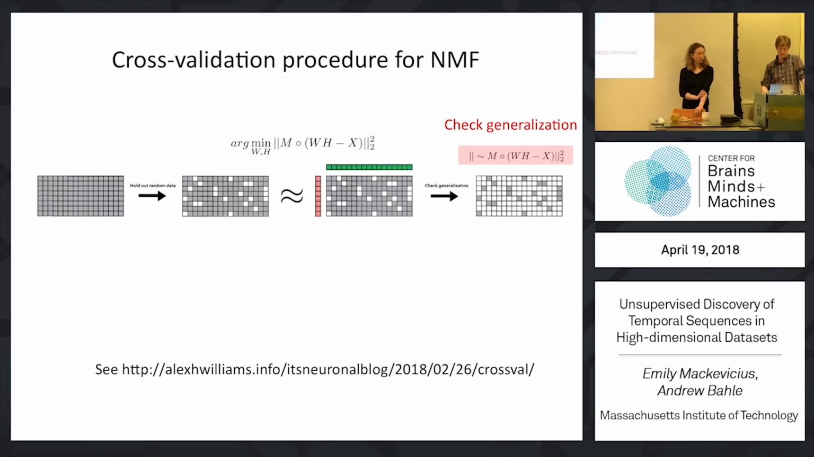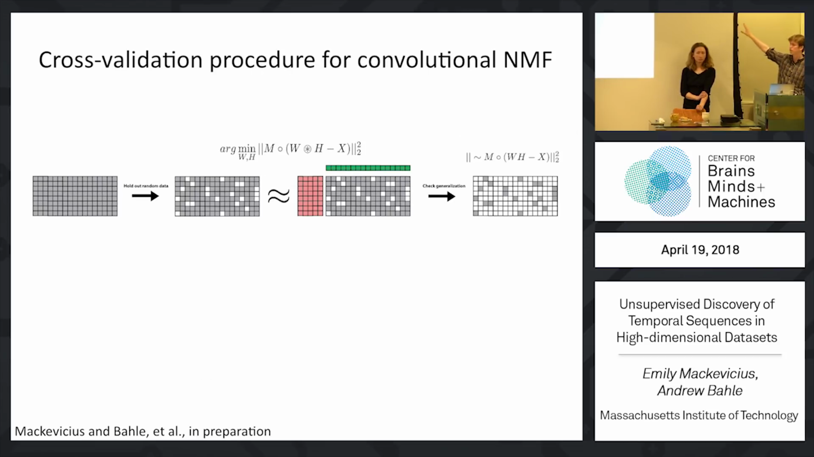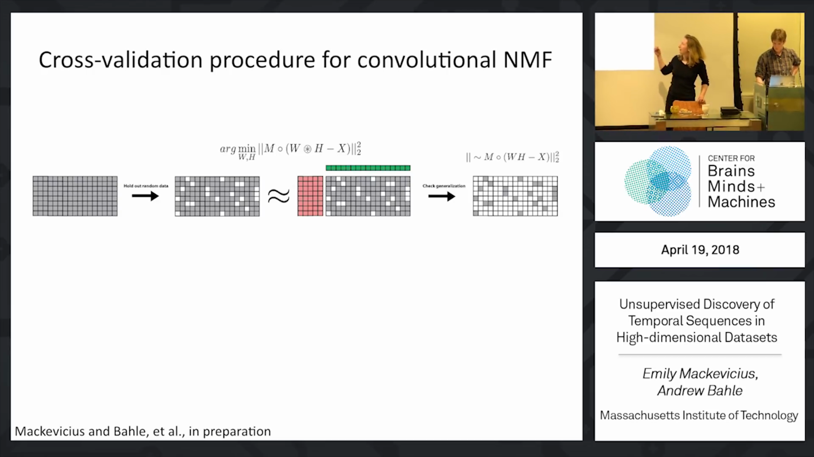Okay, so that works really well for k-means, PCA, SVD, NMF, and you can also do the same thing for our convolutional NMF case shown here. It works just the same way. You just mask the elements during the fitting, and then you look at that subset of elements once you've finished with the fit. And what we're going to use this for is to have an estimate for how many sequences there might be, because we want to see, for different values of k, the number of factors, when you start overfitting.